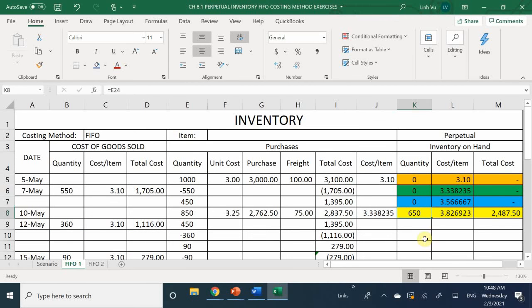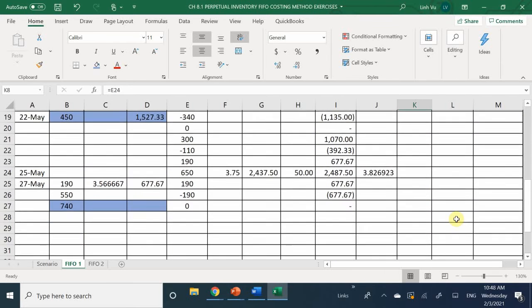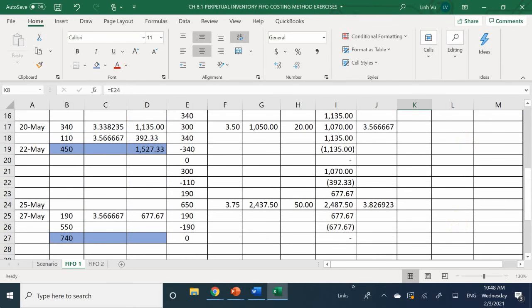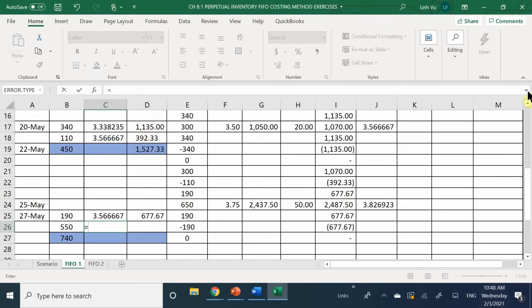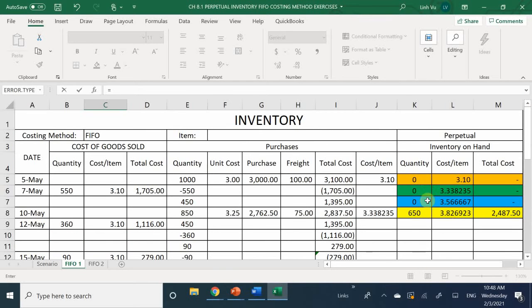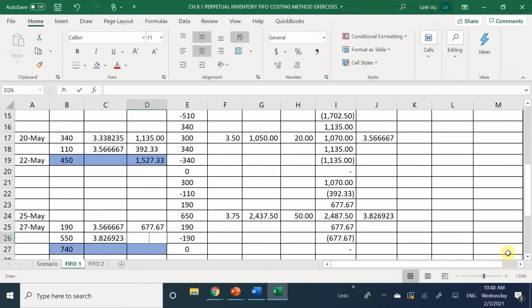Okay. Now, out of this 650, how much am I actually going to be taking out? 550. 550. How much is it going to cost me to sell each item? What's my cost per item? 3.826923. Good. And of course, because we're dealing with not nice numbers, I'm going to equal round my formula. So it should be 2104.81.